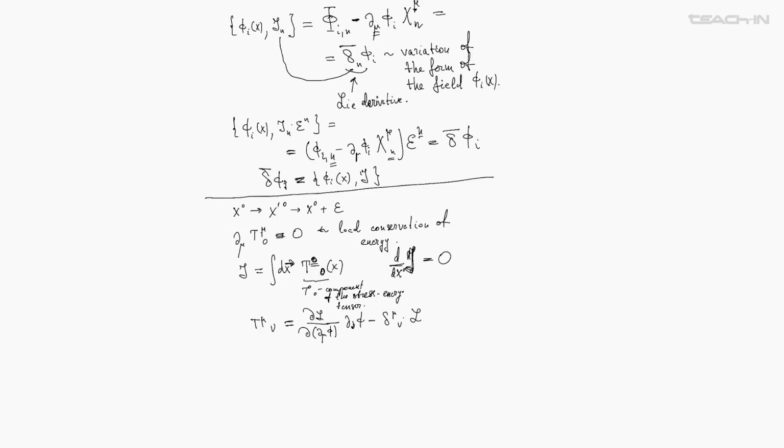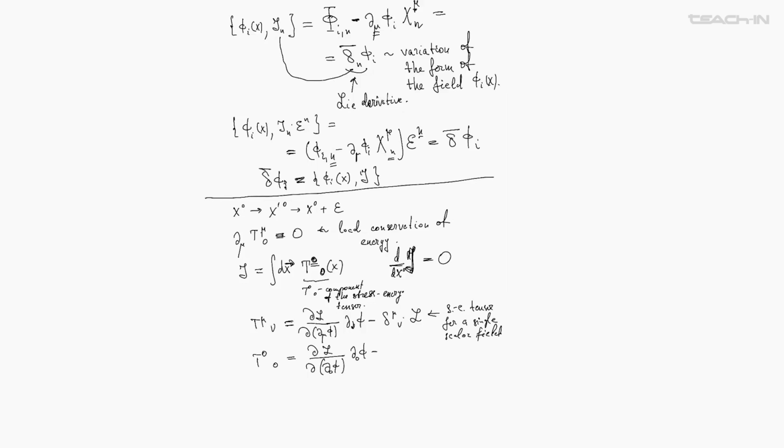Remember, this is the stress energy tensor for a single scalar field. Now we are talking about the 0, 0 component of it. So let's specify it. I put here 0 and 0. I get the derivative of the Lagrangian with respect to d0 phi, times d0 phi, minus delta 0, 0 which is 1. So I get this expression here.